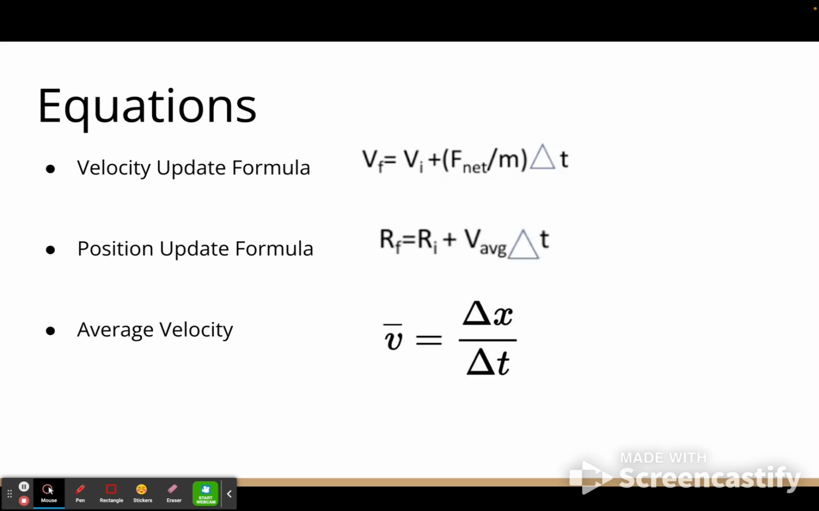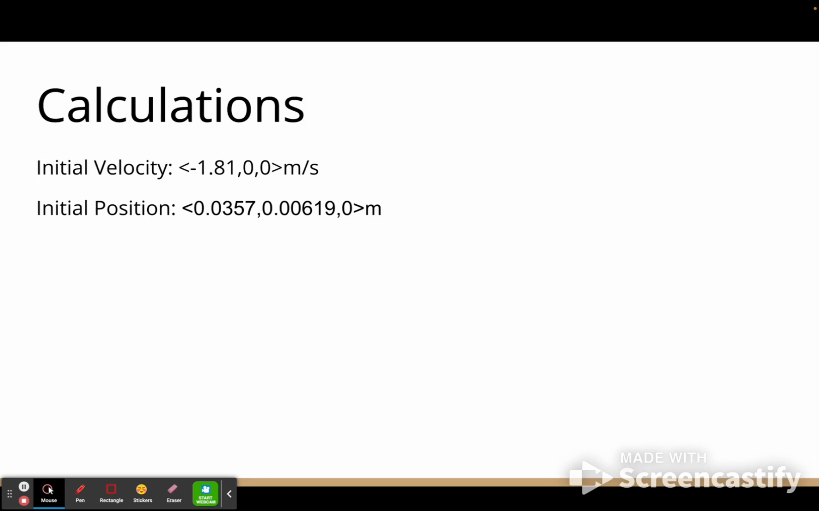For my calculations, I used Tracker. I uploaded my video and went frame by frame plotting the points. With this, I was able to find my initial position, and using the average velocity formula, I was able to find my initial velocity.